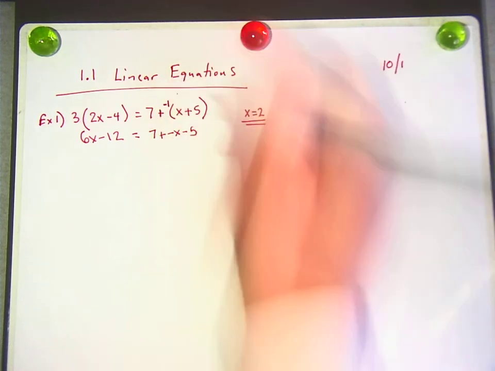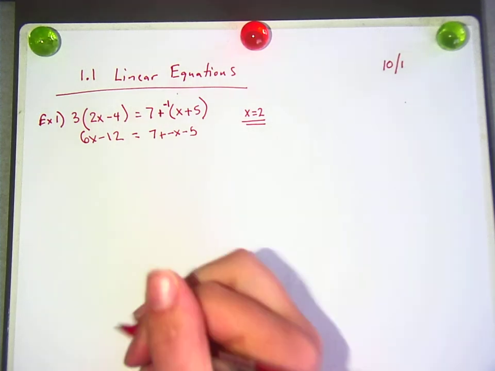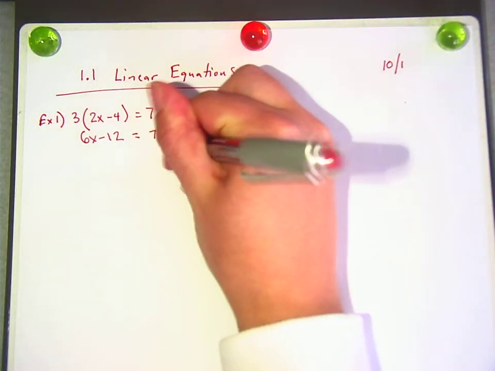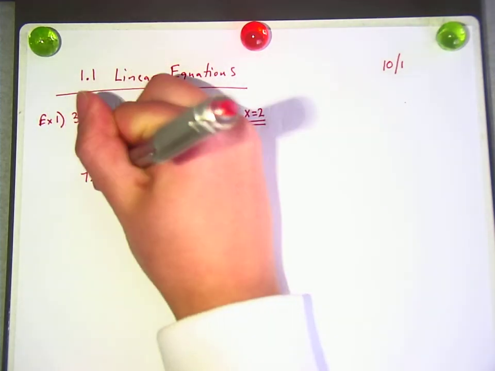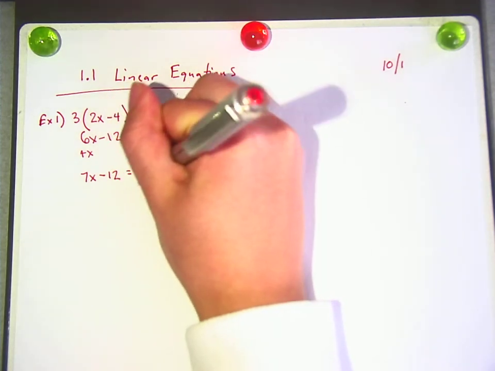So, you distribute the negative to both the x and the 5, and it makes all that. Then you need to isolate the x on one side, so you just add the x on the other side. Tanner, does it matter what side you have the x on? Not really, no. You just have to have it on one side.